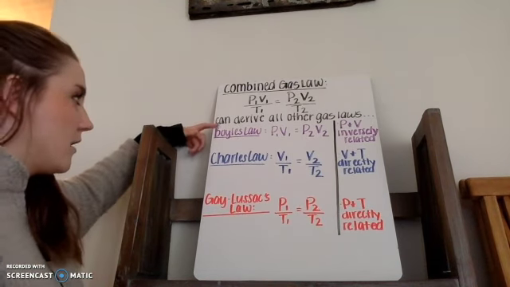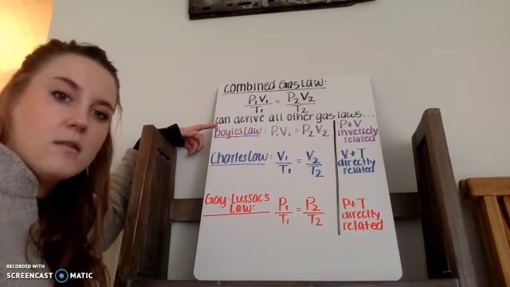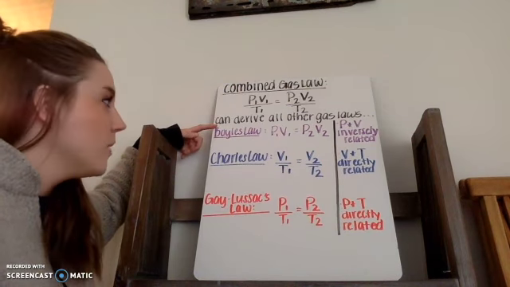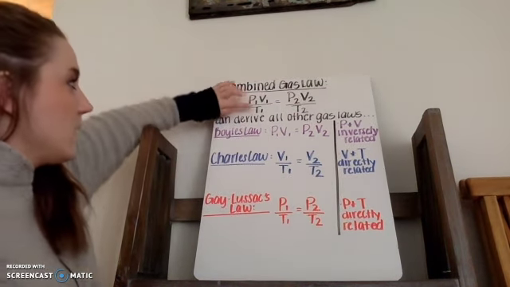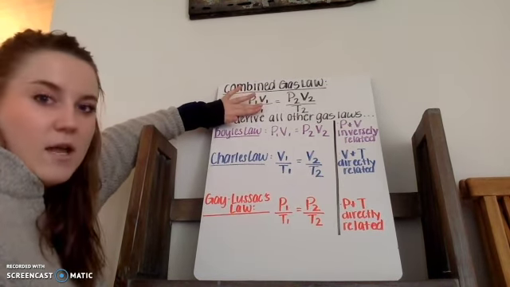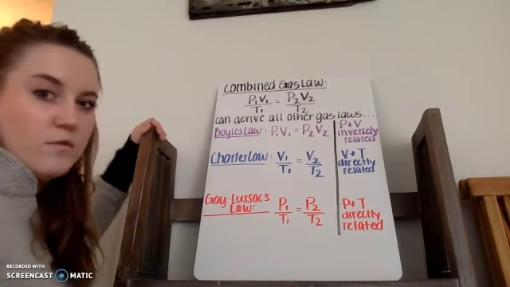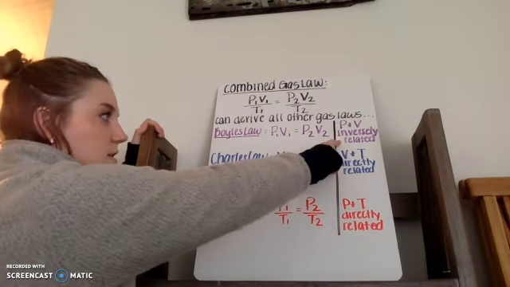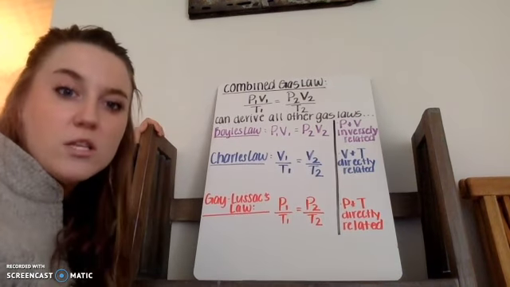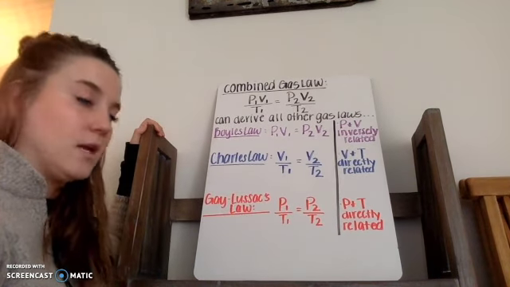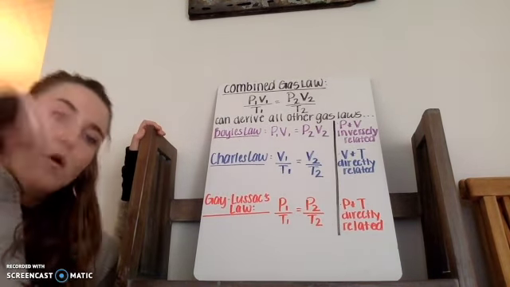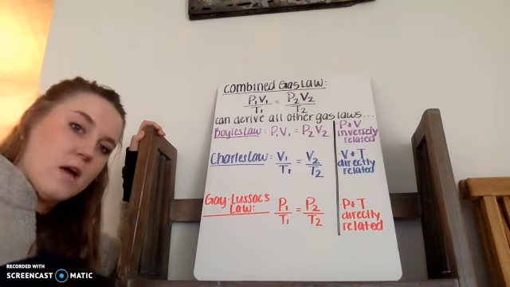Then, as you saw in Khan Academy's videos, there's Boyle's law that relates pressure and volume. If we keep temperature constant in our combined gas law, then we get P1V1 equals P2V2. That shows us that pressure and volume are inversely related. So as pressure goes up, volume goes down, or as pressure goes down, volume goes up.